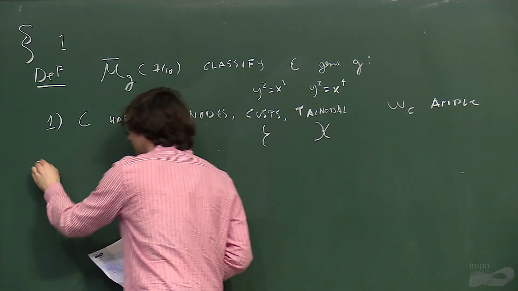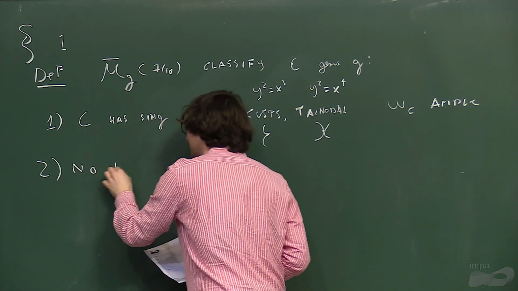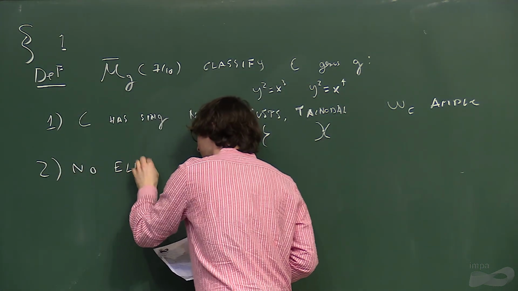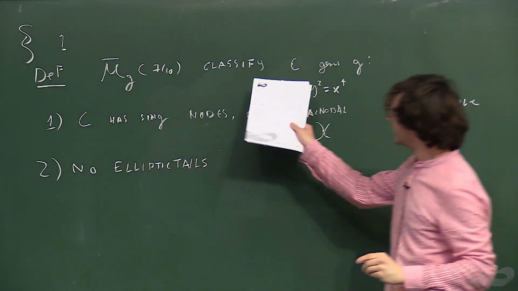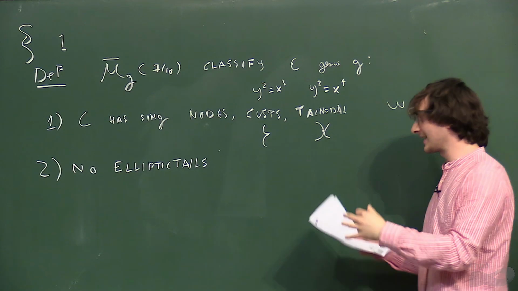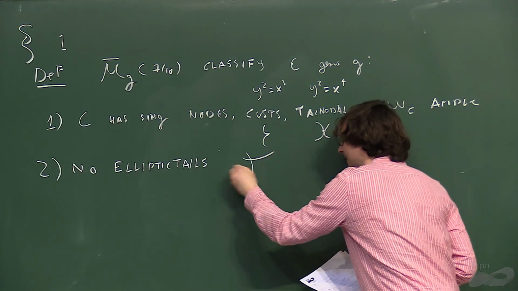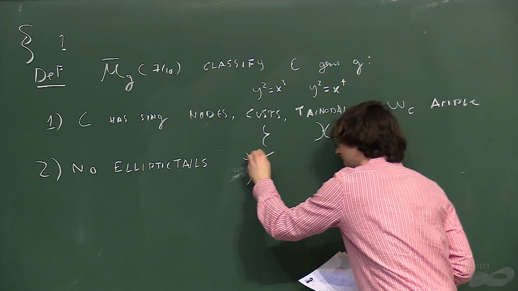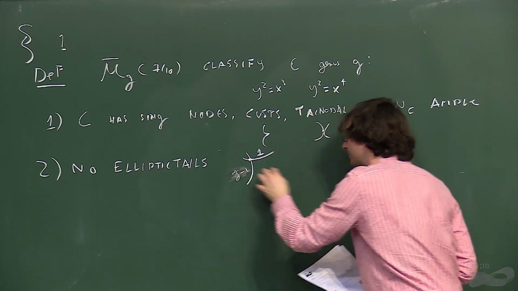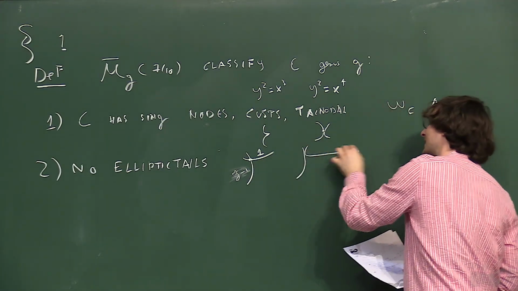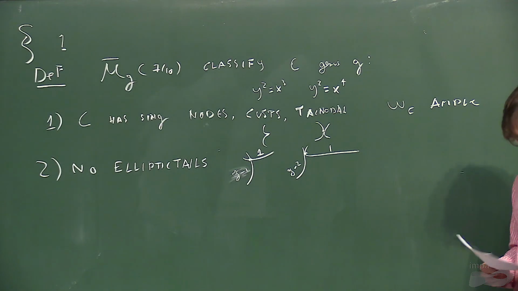Second condition, we disallow elliptic tails. What does it mean? It means that no curve here contains a subcurve of genus 1, which you can picture that way, attached to the rest of the curve. If it is attached nodally, the rest is of genus g minus 1, but we also remove the case when this is attached via tacnodes, and in this case the remaining part is of genus g minus 2.